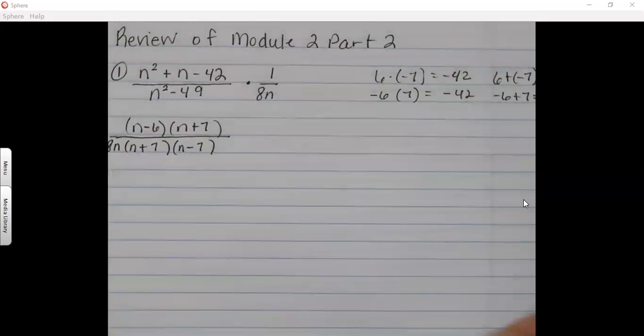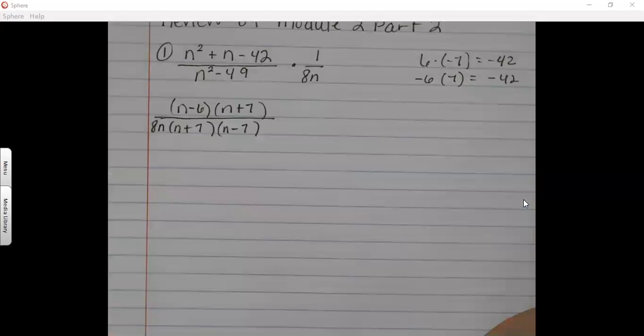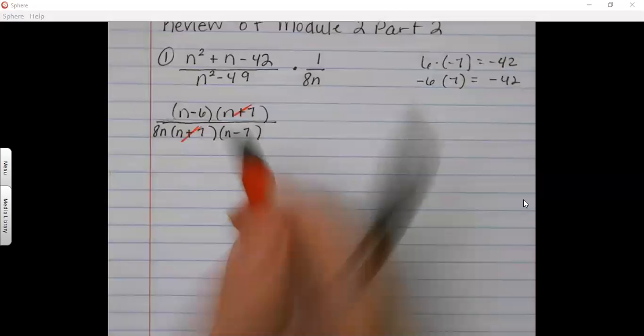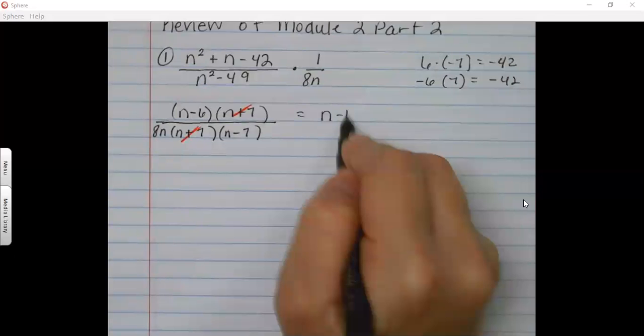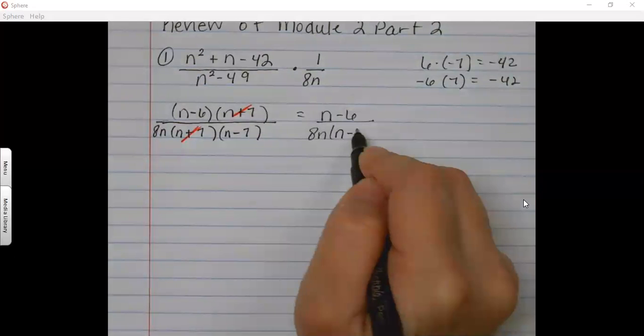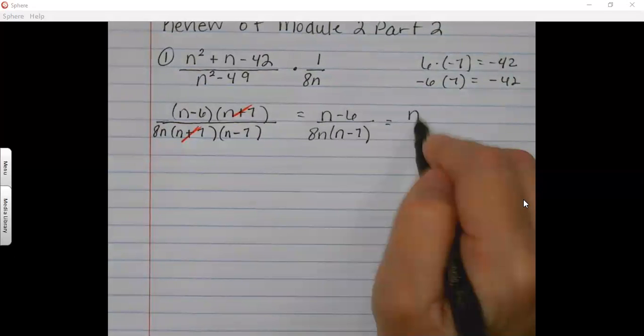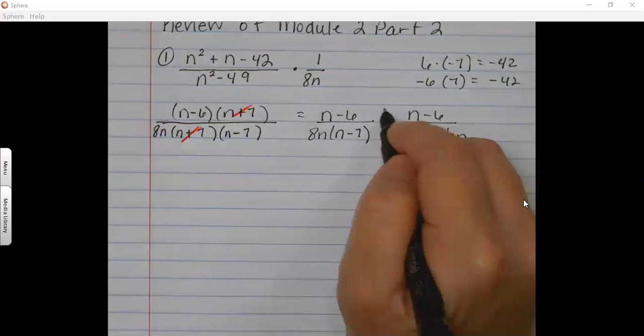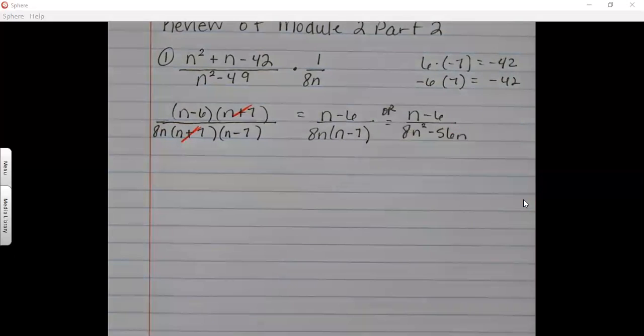Now, we cancel what we can. Anything cancel? n plus 7. And that's it, right? So I'm left with n minus 6, quantity divided by 8n times n minus 7. If you wanted, you could put n minus 6 divided by 8n squared minus 56n, either or. The answer sheet leaves it in factored form, but it's not wrong if you distribute it.